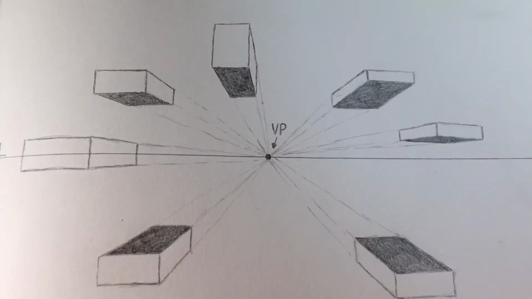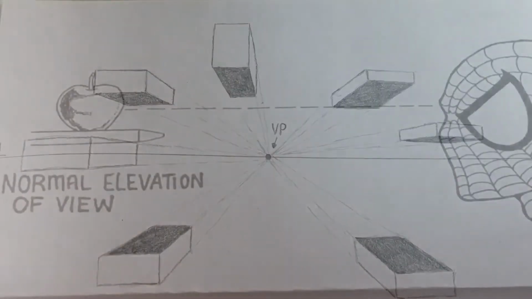Now I wanted to show you this cool exercise you can do to try to understand how objects interact on the horizon line. If you notice, all the blocks are parallel to the actual plane. You can see the vanishing point. They all land in the vanishing point.